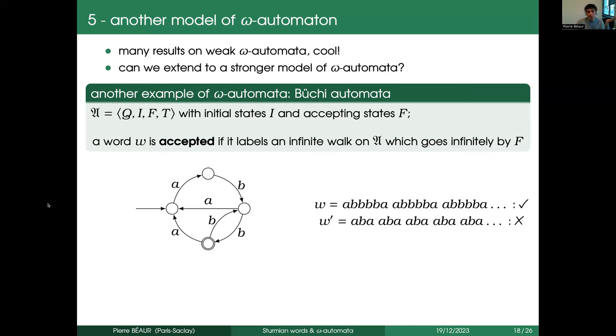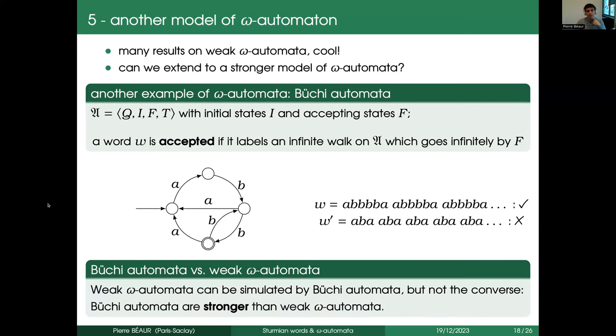And why is it useful? Well, why is it studied? Well, in fact, it's stronger than weak omega automata. So what I did earlier will not, for the moment, be sufficient to treat Büchi automata. So why do we study Büchi automata also? It's because they can be used to define monadic second order logic propositions. And so they have a lot of logic applications. They can be used in verification. They have many, many cool properties.